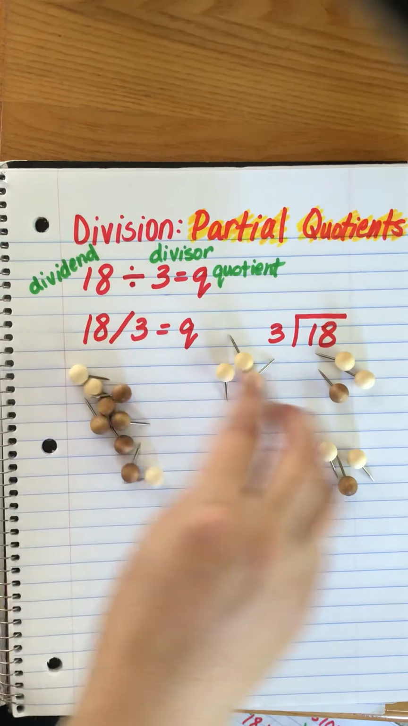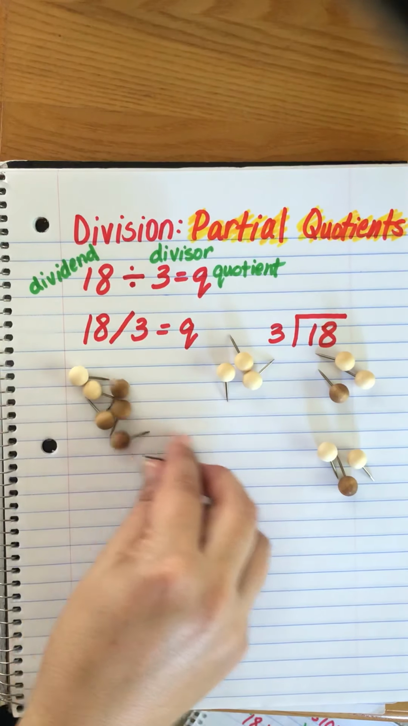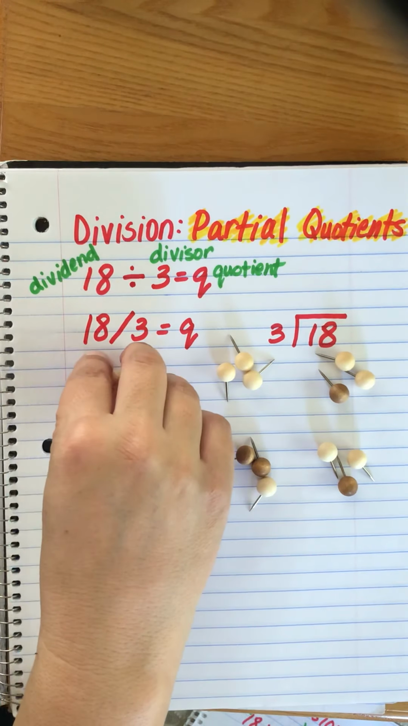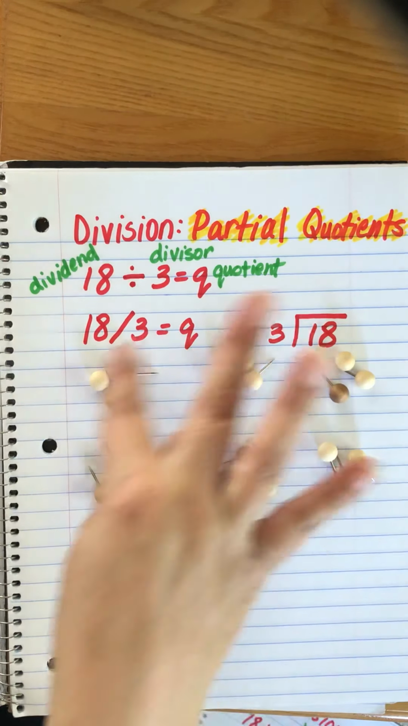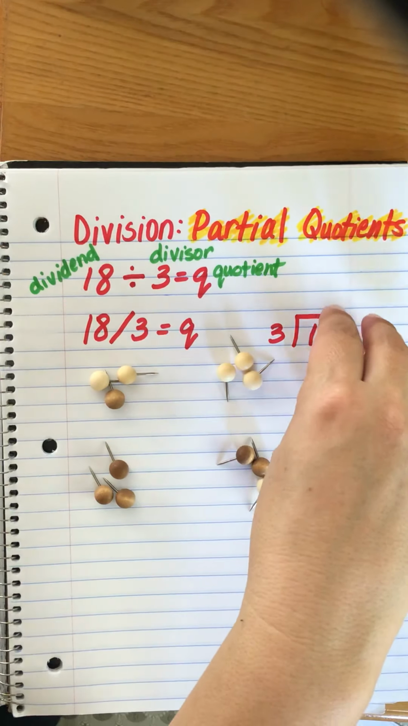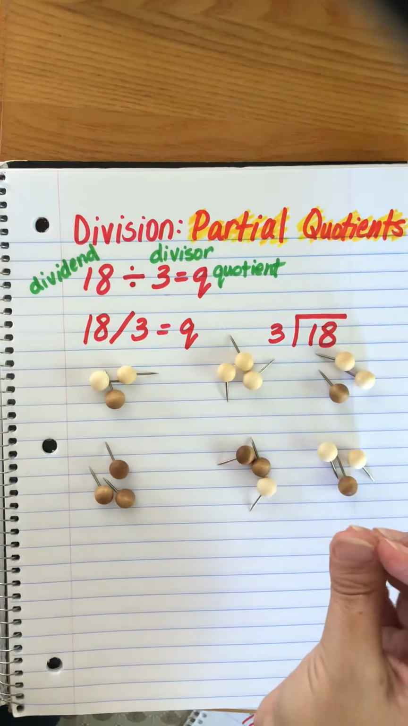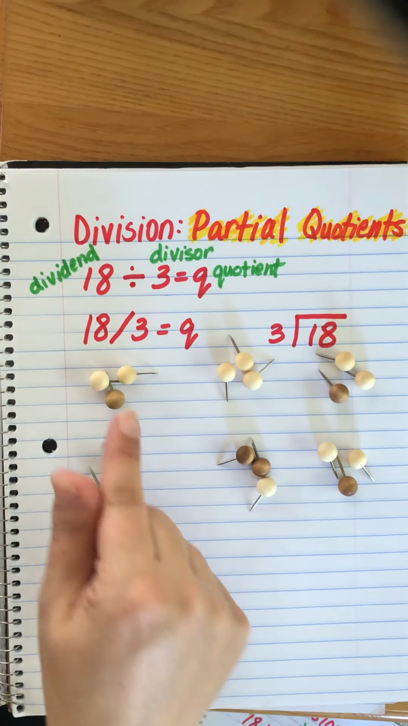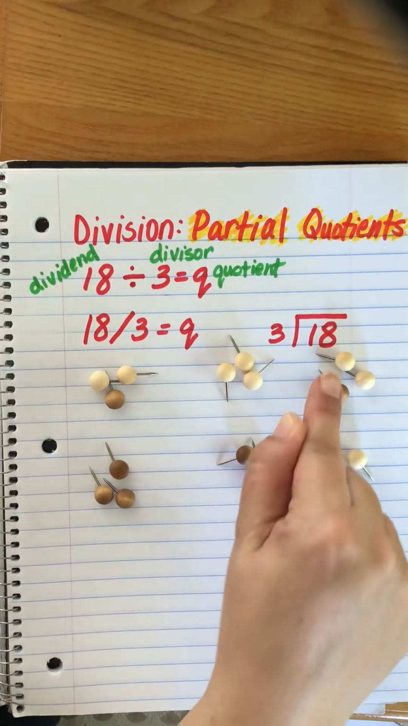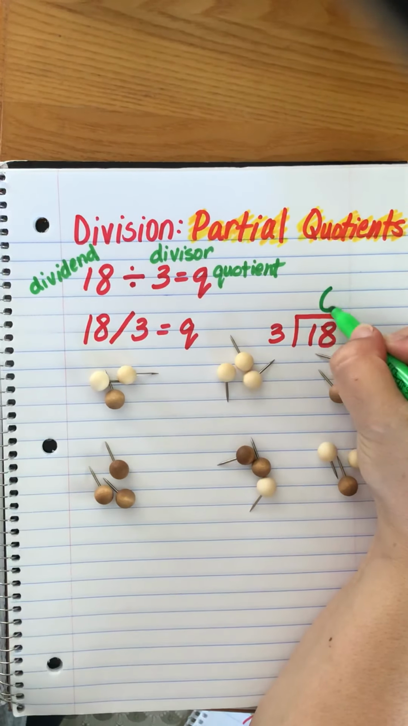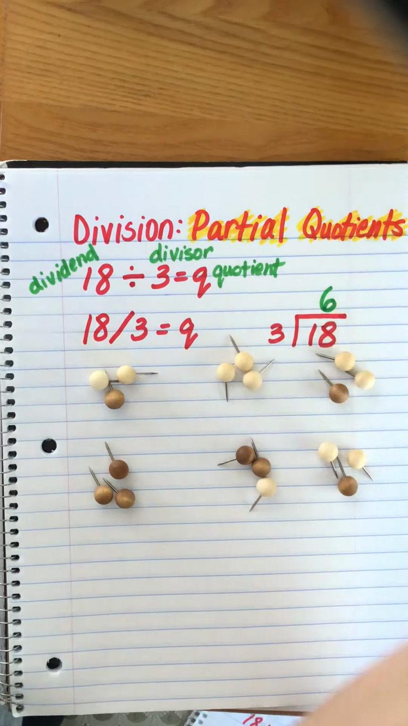So here I've got a group of 3, I'm taking away 3 more, taking away 3 more, and I'm taking away 3 more. Okay, so I had 18 altogether. I divided it by 3. That means I took away 3 at a time. How many times did I take away 3? 1, 2, 3, 4, 5, 6. So 6 becomes my quotient.